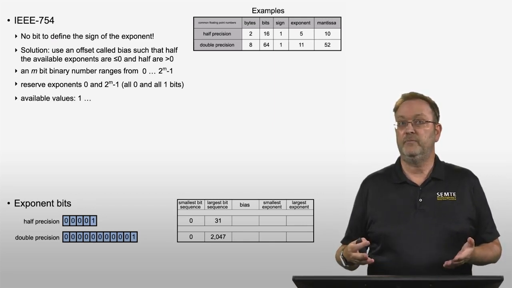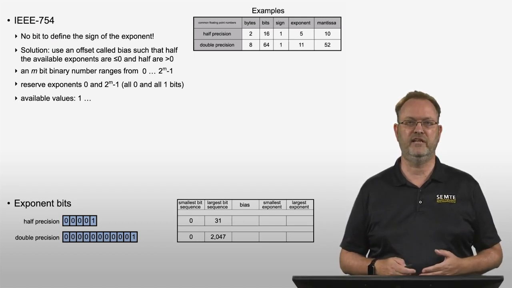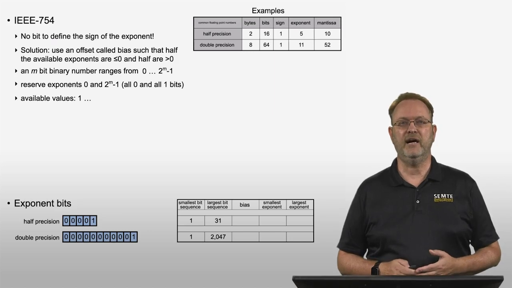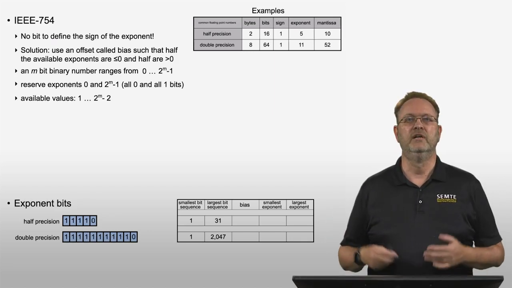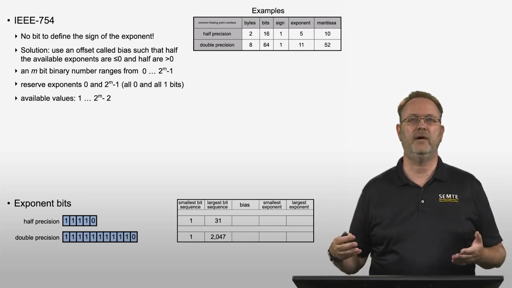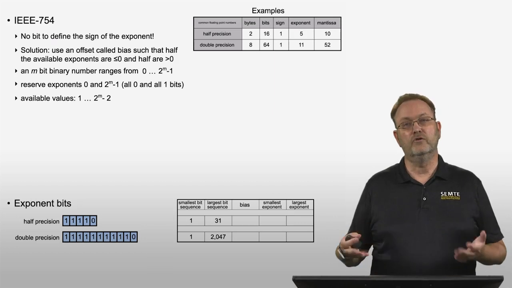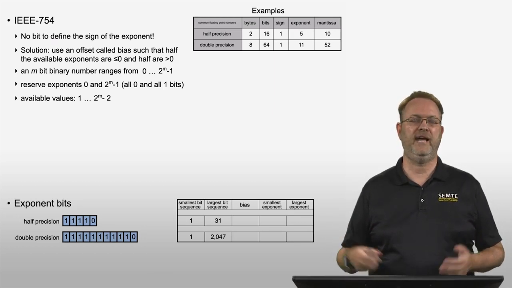So the only available exponent values would be: the smallest possible is just a 1, and the largest possible would be all 1s, except the last bit is a 0. So that would be 1 less than 2 to the power m minus 1, so 2 to the power m minus 2. Those are the available bit values for our exponent.